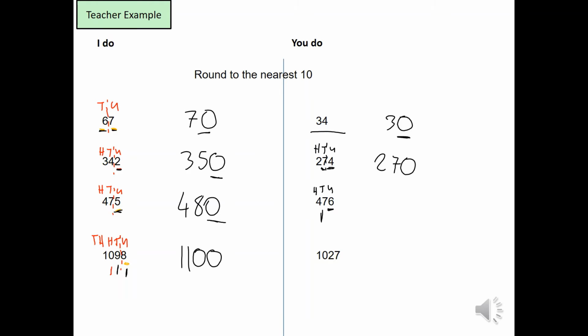So 476, units, tens, hundreds, that is a 5 and above. So that 7, this one here, will turn into an 8, and the units will go to 0. So that becomes 480. And last but not least, we have units, tens, hundreds and thousands. So we want to round this one. Have a look at the units column. Is that a 5 and above? Yes, it is. So the 2 in the tens column will round up to a 3, and then the units column will turn into a 0. So that becomes 1030.